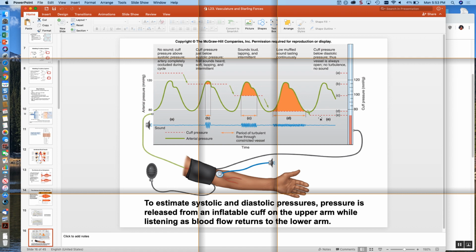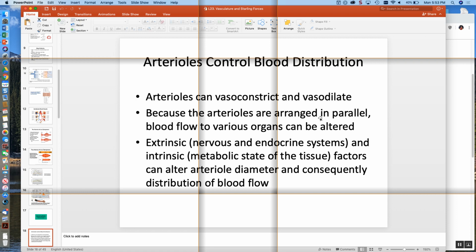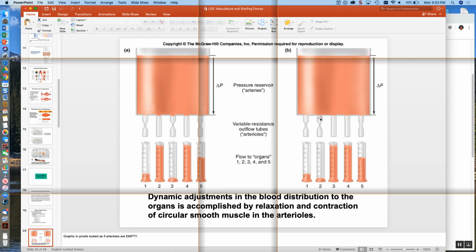Arterioles are a dynamic site of regulation. The take-home message is if you divert blood from one organ, you have to increase flow to a different organ to maintain your pressure reservoir, your mean arterial pressure.